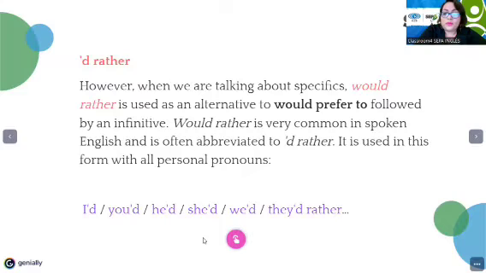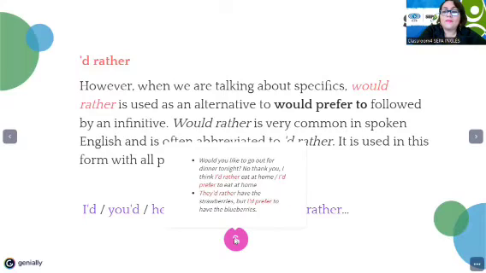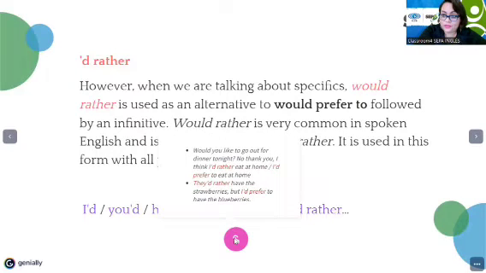However, when we are talking about specifics, "would rather" is used as an alternative to "would prefer to" followed by an infinitive. "Would rather" is very common in spoken English and is often abbreviated to "'d rather." It is used in this form with all personal pronouns: I'd, you'd, he'd, she'd, we'd, they'd rather. Remember that the apostrophe D is the contraction of "would."